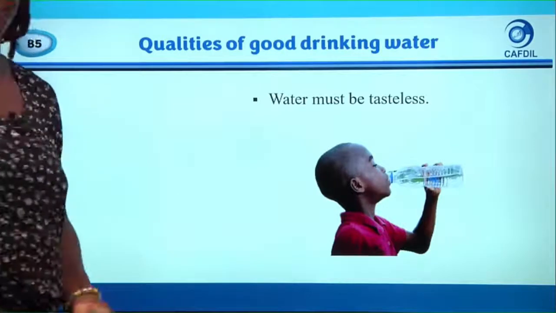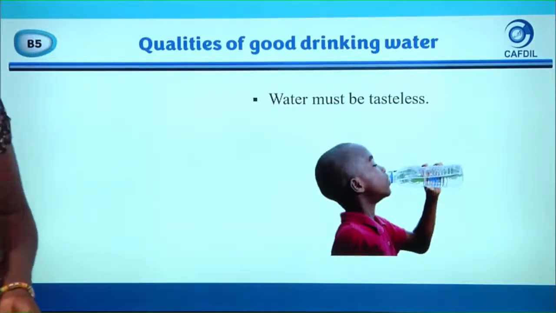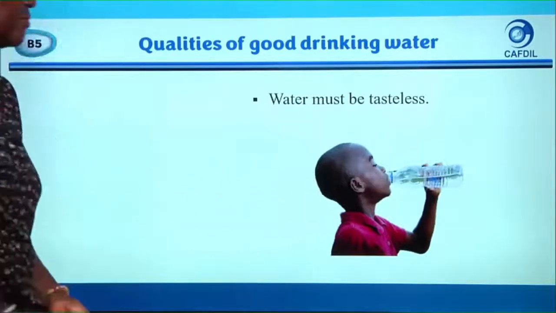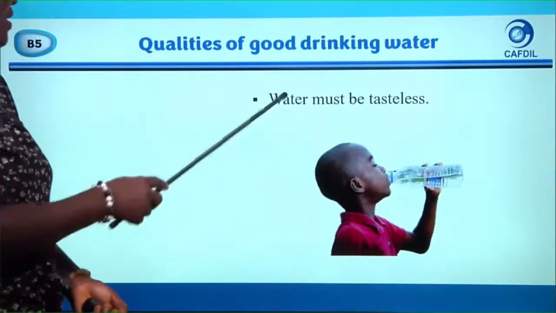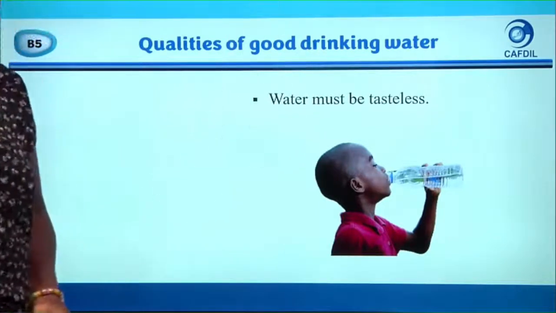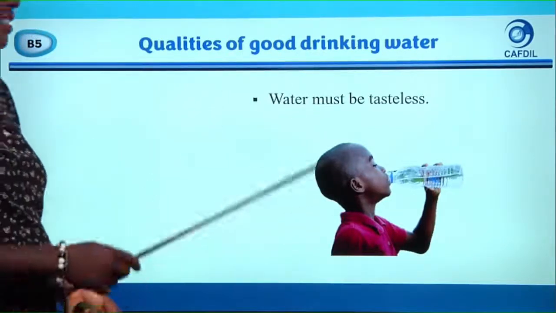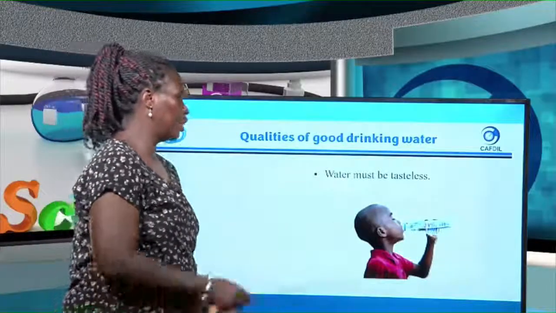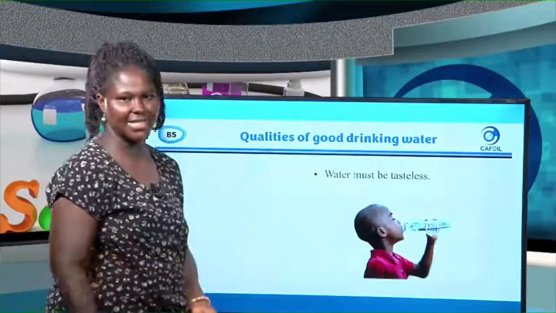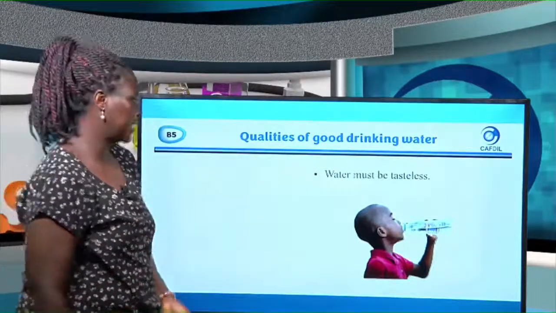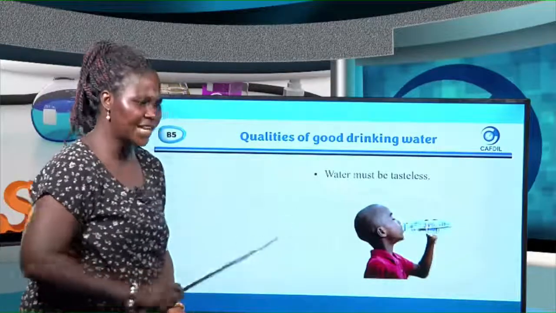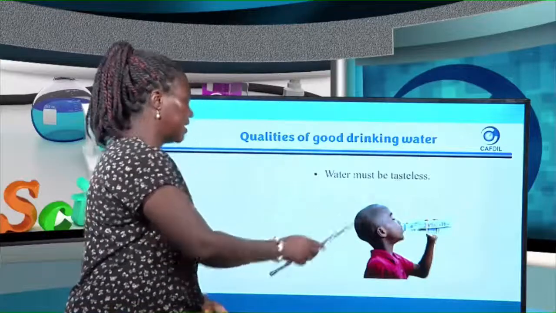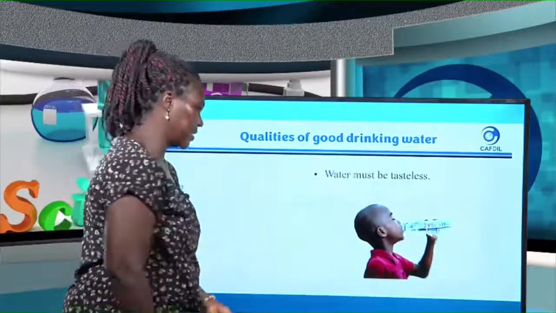What is he doing? He's drinking water. Look at the water that he's drinking. Look at the color. Good. Now water must be tasteless. When you drink water, it shouldn't taste salty. It shouldn't taste sweet. It should be tasteless. It means it shouldn't taste anything. So water must be tasteless. Good.